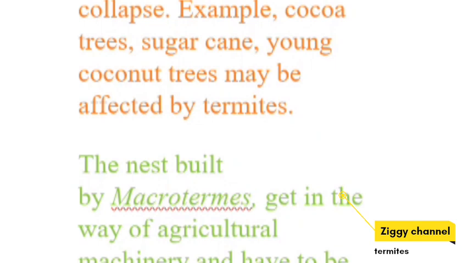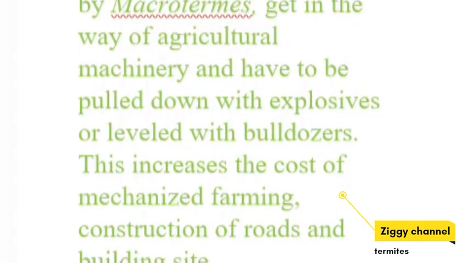The nests built by Microtermes get in the way of agricultural machinery and have to be pulled down with explosives or leveled with bulldozers. This increases the cost of mechanized farming, construction of roads and building sites. Since they feed on dead wood, termites damage wooden fabric, buildings, furniture, stored timber, and electric and telephone poles.